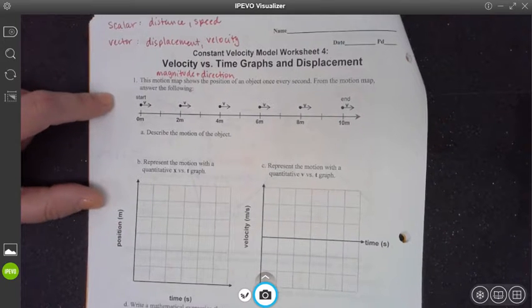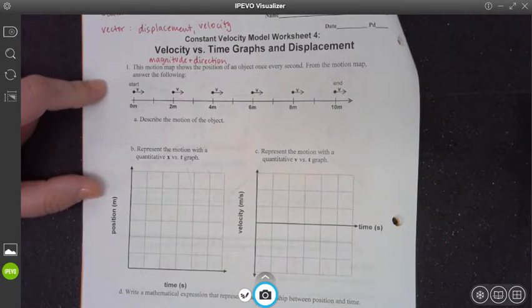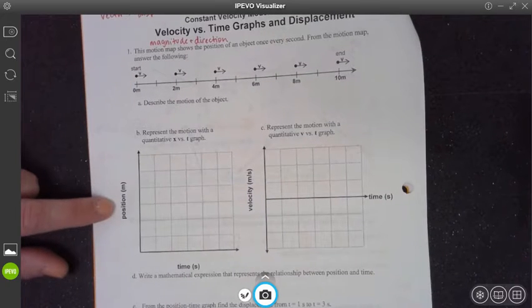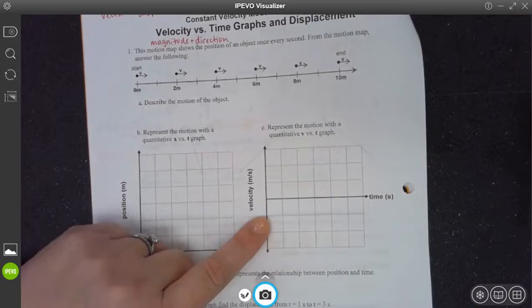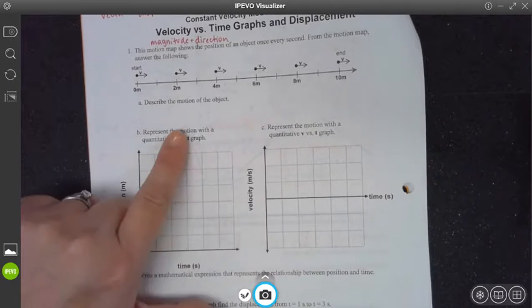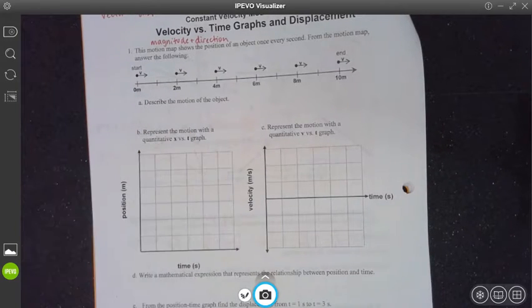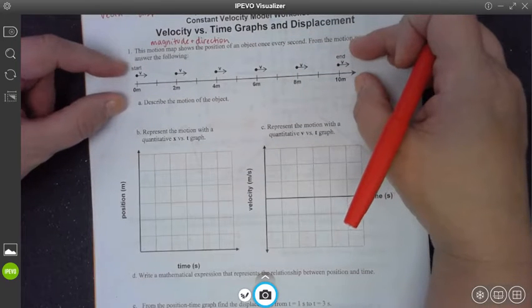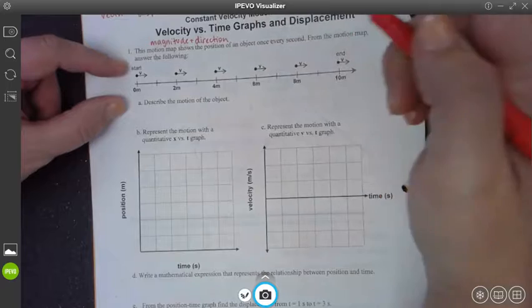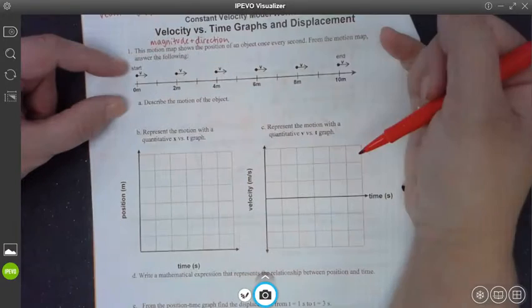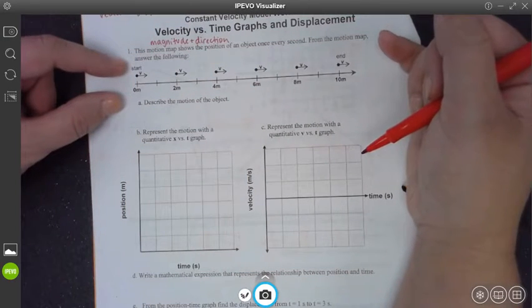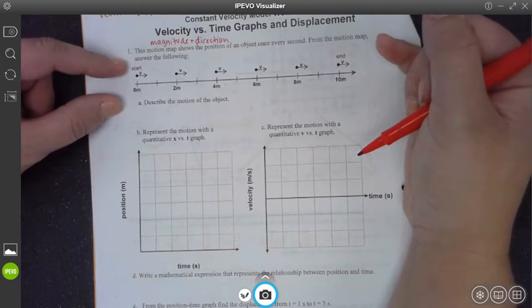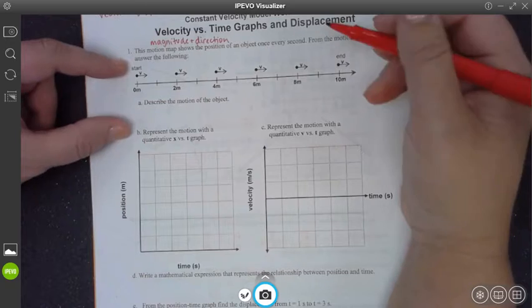All right, so we're going to look at a couple different representations of motion here. We have a motion map. There's a place here for position versus time graph. There's a place for a velocity versus time graph, and then a place where we can describe what the motion of the object is like. So we start with our motion map, and we see that we've got arrows, and all the arrows are the same length, which is what we expect, because remember the theme for our unit is constant velocity. So we expect them all to be the same.